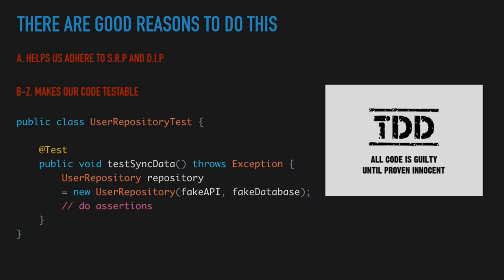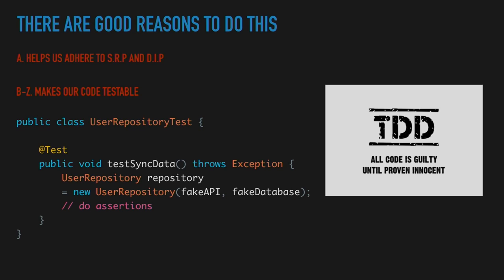The first is that it helps us adhere to the single responsibility and the dependency inversion principles, which are SOLID principles. Basically it makes our code easier to test. And as everybody knows, all code is guilty until proven innocent by a test. So in this example, if we wanted to test our user repository, we can just create it using a fake API and a fake database, and then assert things on it as we do in a normal unit test. And I assume everybody tests because you should.